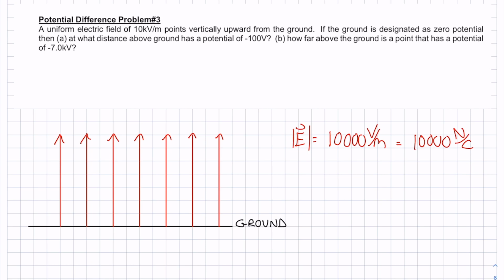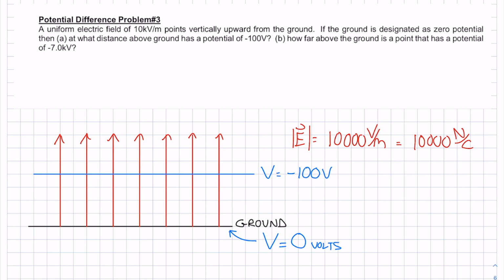So the problem says we're designating ground as V equal to 0 volts. Remember, we can do that. You can choose wherever your V equals 0 is going to be, very much the same as when we did potential energy problems and you choose your y height. And it's asking where would it be minus 100? I set V as negative 100 volts right there.